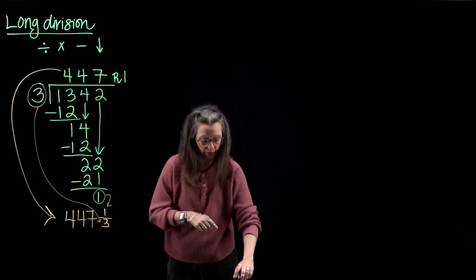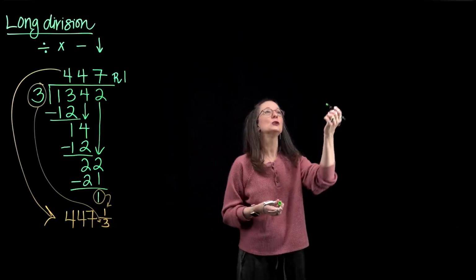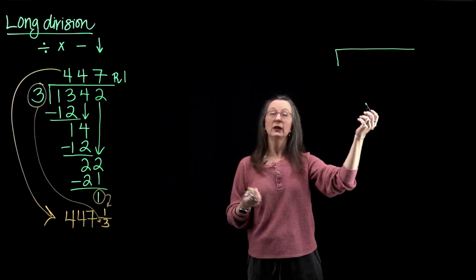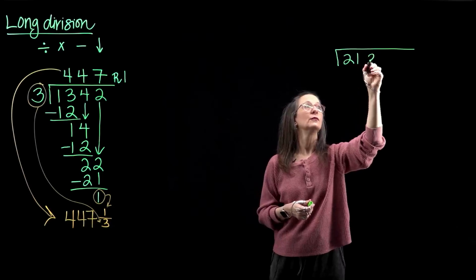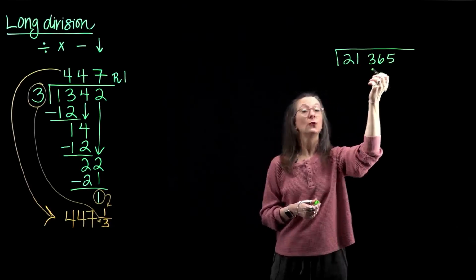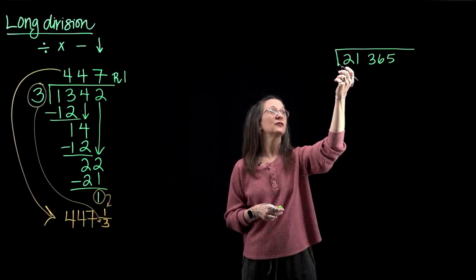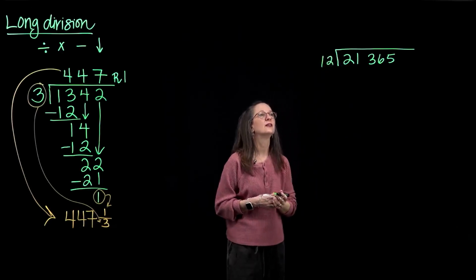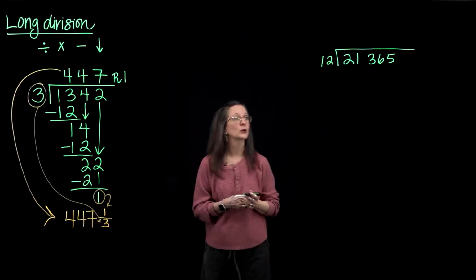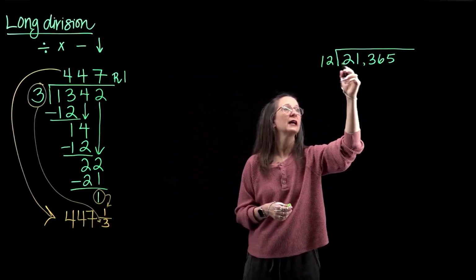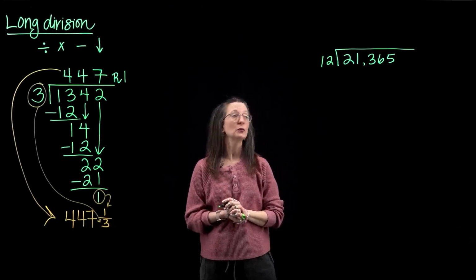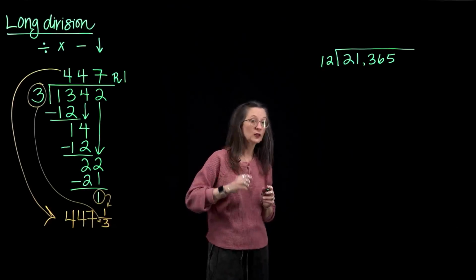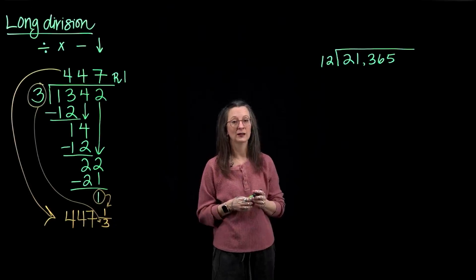Let's try one more just for practice. I want to encourage you to pause the video once I get the problem up and try it on your own before resuming the video and checking yourself. So I'm going to do 21,365 divided by 12. So 21,365 will go on the inside of the division symbol and 12 on the outside. So please go ahead and pause that video, work the problem yourself, and then come back and check it.